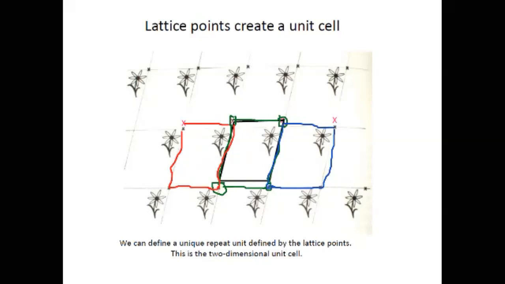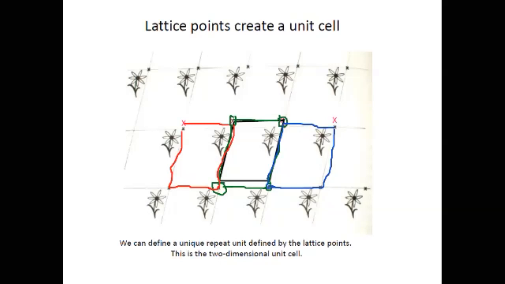So the blue, green, and red are the same repeat unit, and so these squares are referred to as the unit cell. So in this unit cell, you have a flower with all this open space in it. And so this is what gets repeated in 2 dimensions. It's the same exact box with the same exact items inside the box.